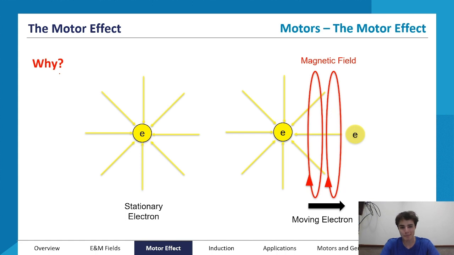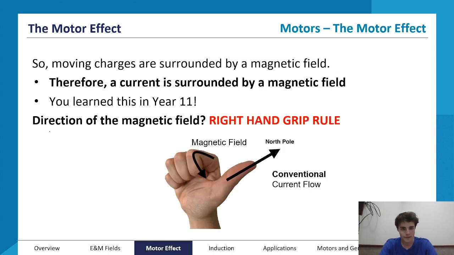Now, I want to preface this by saying this is a slightly dodgy definition, so it's not 100% accurate in every single way, but it gives you a good idea as to why it happens in the first place. Basically, we've already seen how a stationary electron has an electric field, and a moving electron has both an electric field but also produces a magnetic field as well. Therefore, all charges are going to be surrounded by a magnetic field. Therefore, a current, which you may remember is just a whole bunch of charged particles moving together, is also going to be surrounded by a magnetic field.